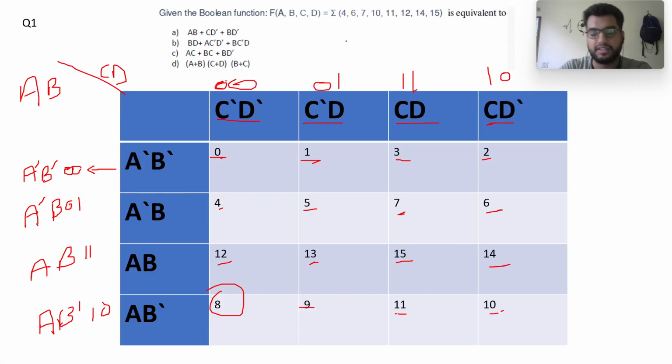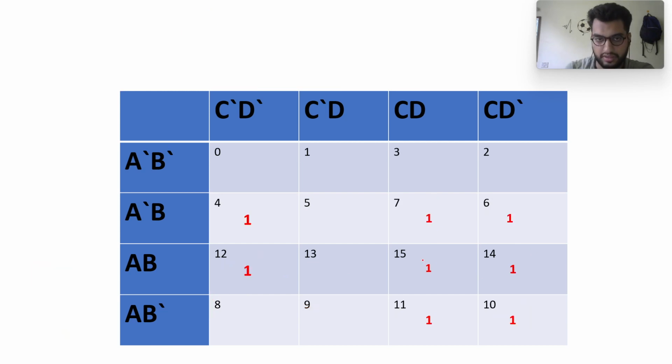Now we are given that it's the sum of minterms 4, 6, 7, 10, 11, 12, 14. We'll mark 1 in those boxes like this: 4, 6, 7, 10, 11, 12, 14, and 15, right? So this is something like this, right? 4, 6, 7, 10, 11, 12, 14, 15, right?